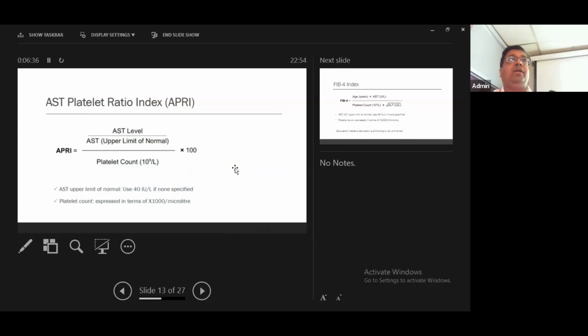If a patient has a platelet count of 1,50,000, we put the value of 150 as the platelet count. The first 3 digits are important. If the platelet count is 80,000, then we put the value as 80. It is multiplied by 100 so that we can calculate the APRI score easily.